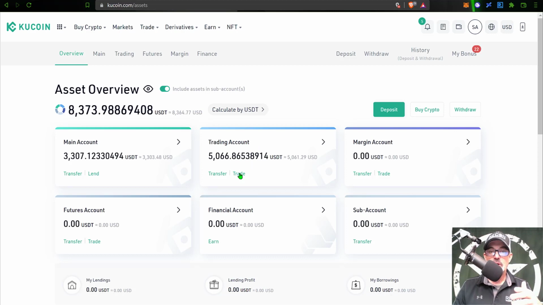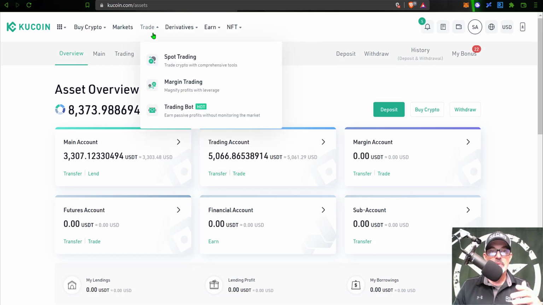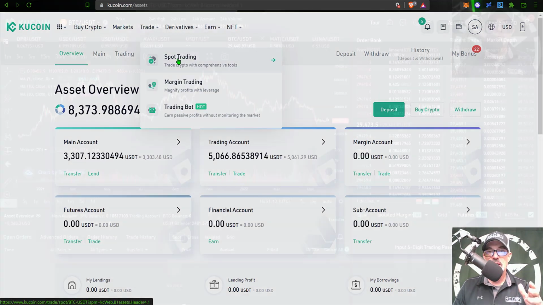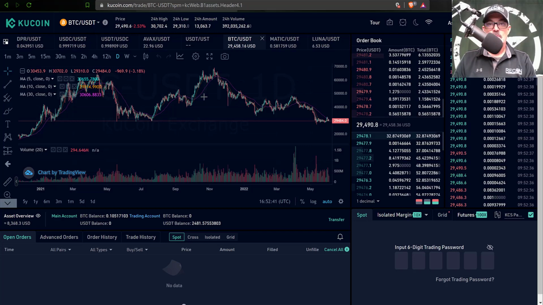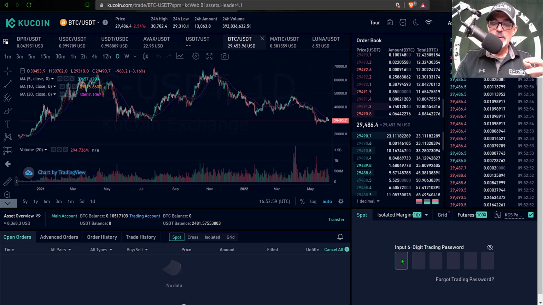And you can either click on trade, or you can come up here to the trade tab and click on spot trading. And that will pull up the trading dashboard for KuCoin, and in this case I want to make sure that the pair I have selected is BTC USDT. So now I'm ready to place some limit orders for BTC USDT. I come down to the spot trading tab. I need to put in my trading password.